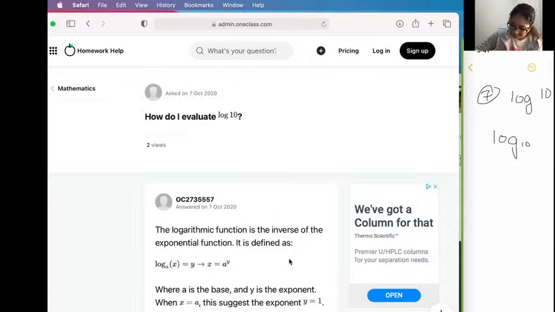We assume it's 10. And so if we want to rewrite this, we can say that this is basically equal to log base a of x, which equals y. And to find x, x is basically equal to a to the power of y. So in order to find log 10, since this is base 10, we don't really write base 10.